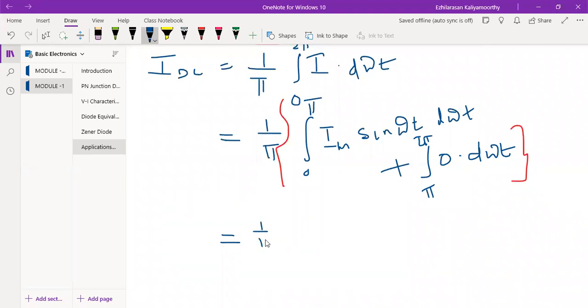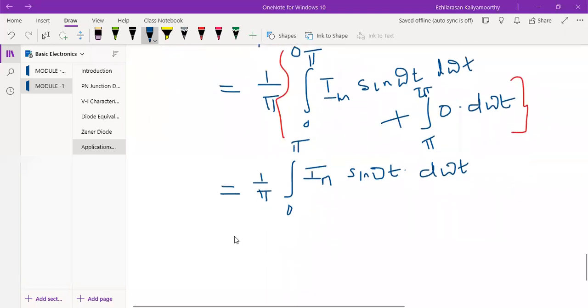So I will get 1 by pi, the integration of 0 to pi, I m sine omega t into d omega t. Now what will you do? You integrate this I m sine omega t, where I m is constant actually, so you take it out. So I m divided by pi, then integrate the sine omega t.